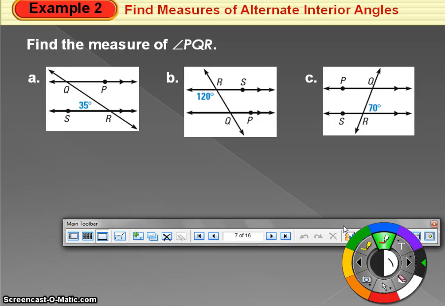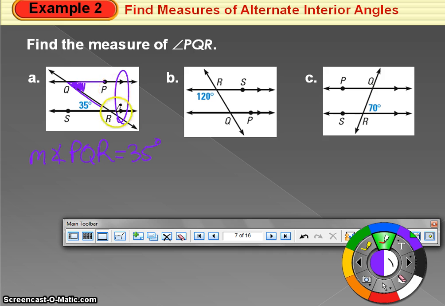So you're going to find the measure of angle PQR. I got to tell you, you have to make sure that you know where PQR is before you can figure out what it is. So PQR, remember, you just trace it with your pencil. So I start at P, go to Q, down to R. So that means I'm looking at this angle right here. So the measure of angle PQR should equal 35 degrees.